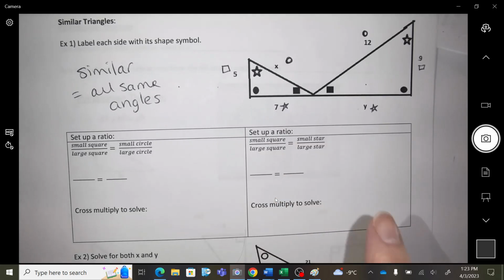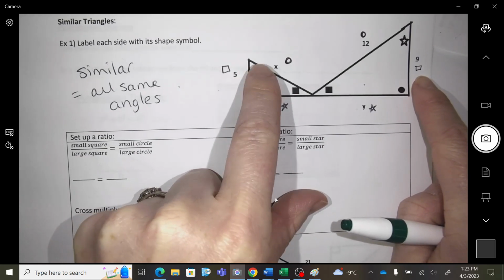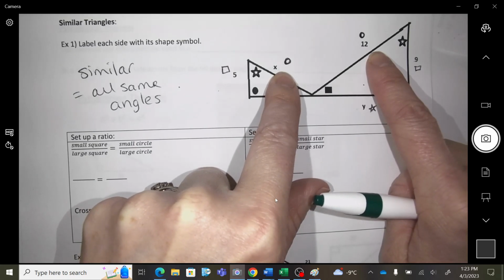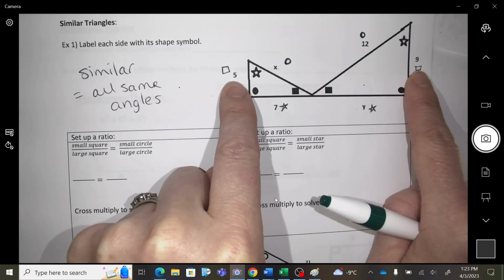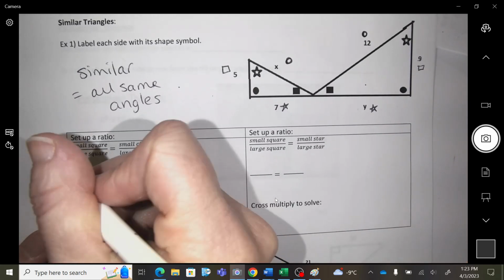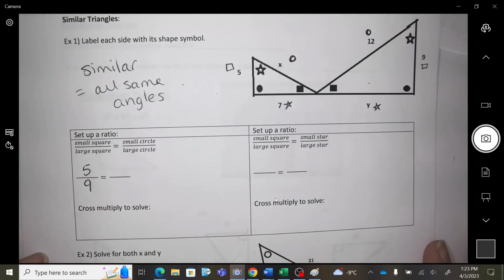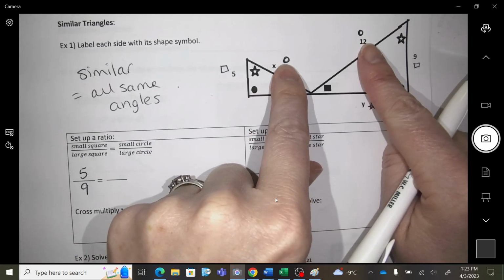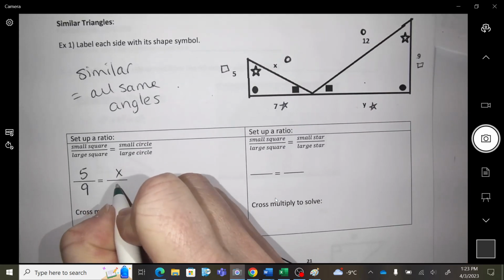Okay, the ratio of this side to this side should be the same as this side is to that side. Do you understand ratios? So the 5 to the 9, I'm matching the square to the square. The ratio of the 5 to the 9 should be the same ratio as, now we got to match another shape, the small circle to the big circle, x to the 12.